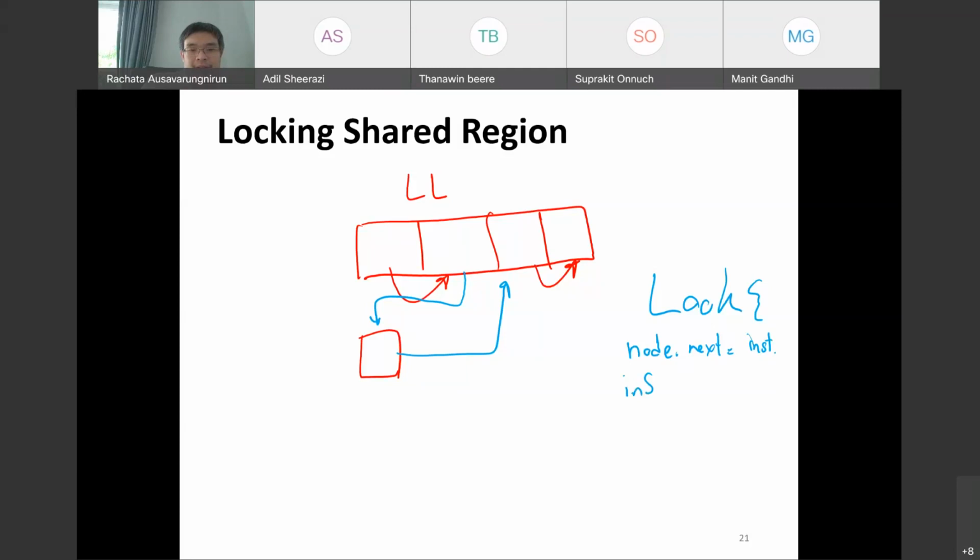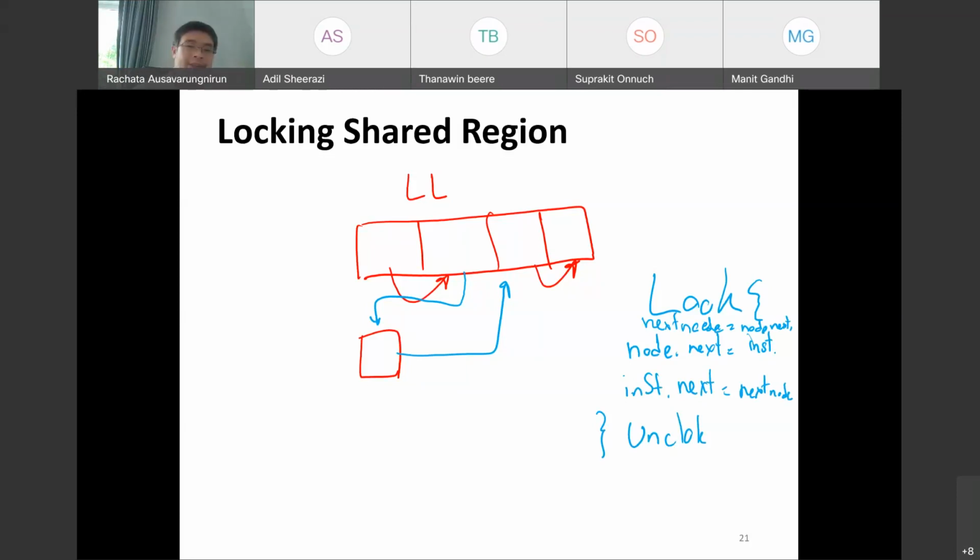Insert node dot next equal to the next node, and you unlock, right? And next node, you can say next node here equals node dot next, right?